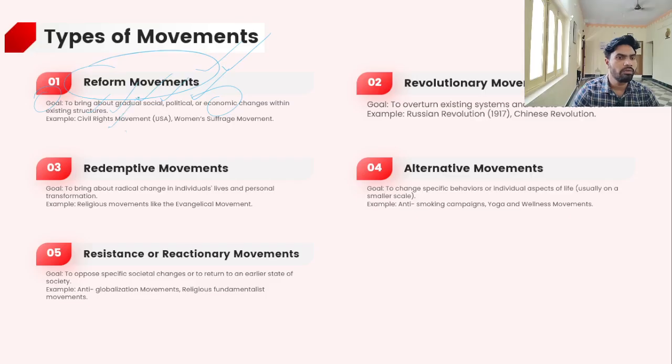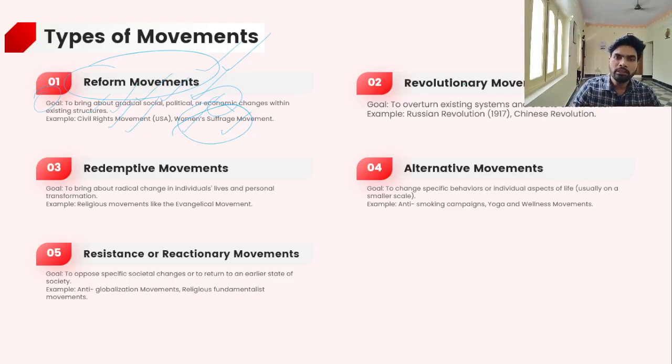Examples are the civil rights movement of the United States of America against racism. Then the women's suffrage movement, which means full voting rights to women. That is seen in the United States of America, even in France, etc. Earlier in Europe, you have seen the women's suffrage movements.